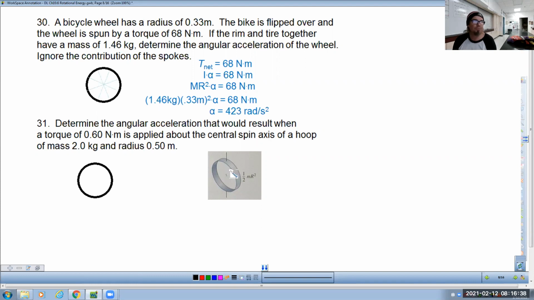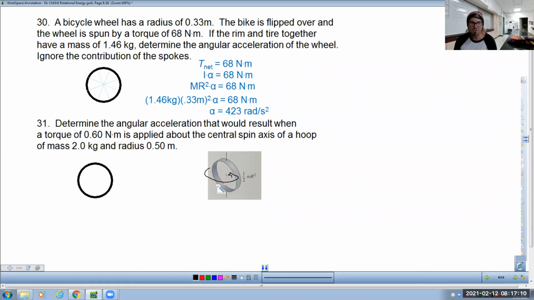Question number 31, determine the angular acceleration that would result when a torque of 0.6 is applied to the central spin axis. What they mean by this one is, like in video games such as Mario Brothers where you hit the coins and the coins spin sideways, you're picturing it spinning this way, right? So there's just a different moment of inertia for that. It's not the same moment of inertia for these two questions because of the different spin axis.